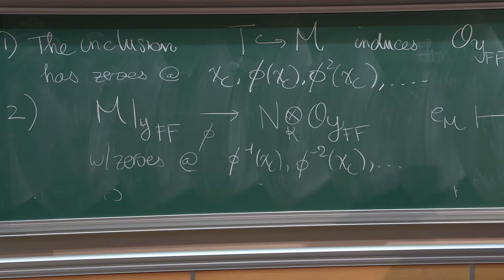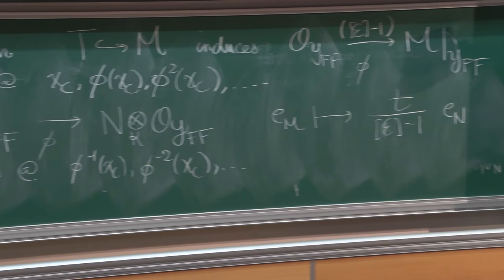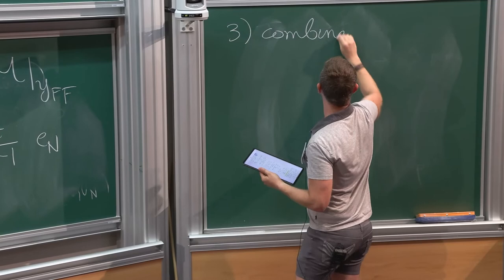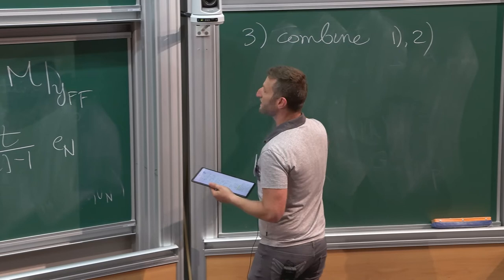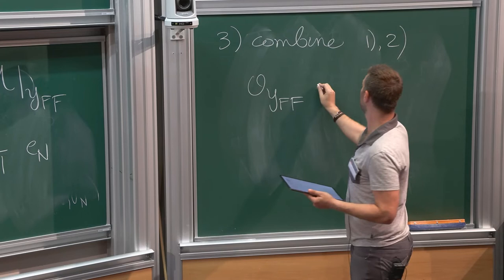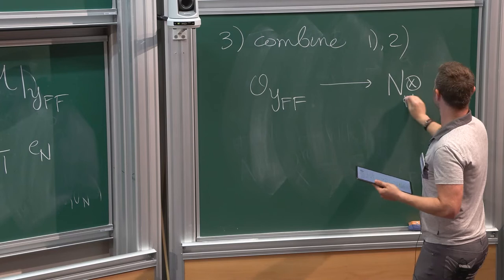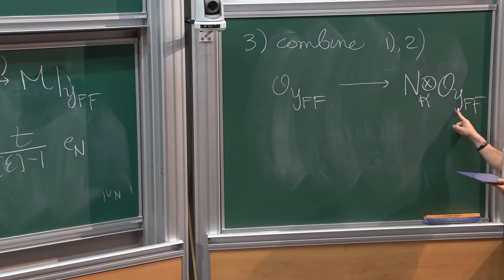And I'll just finish this over here. The third step is to combine the first two steps. So if I just compose these two maps that I've written down, what do I get? I get a map from a trivial vector bundle on Y to the vector bundle N tensor O_Y. And what is it? Well, it's nothing but multiplication by T.